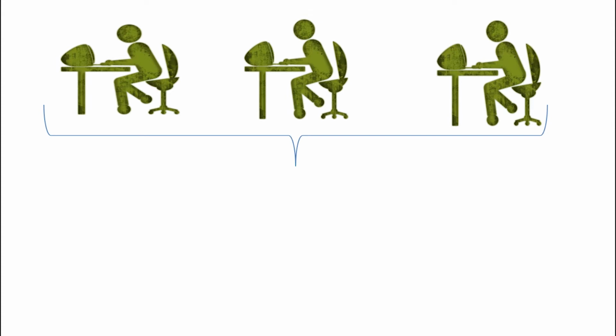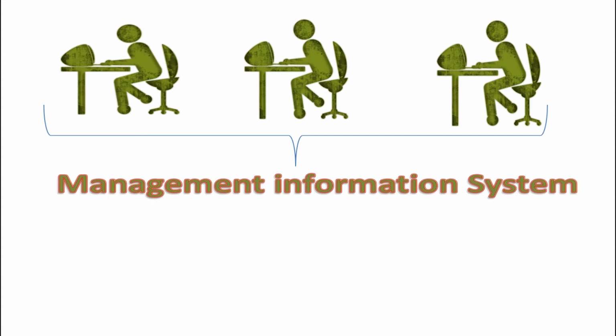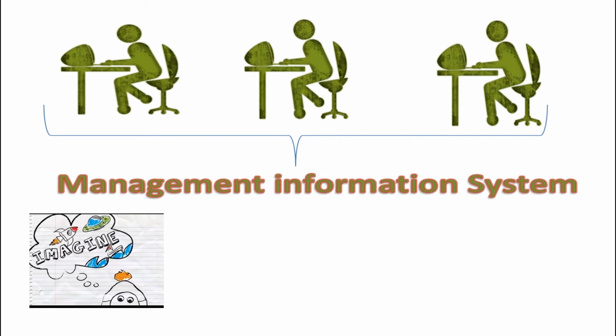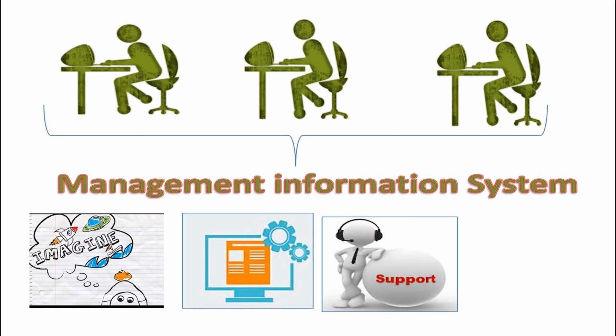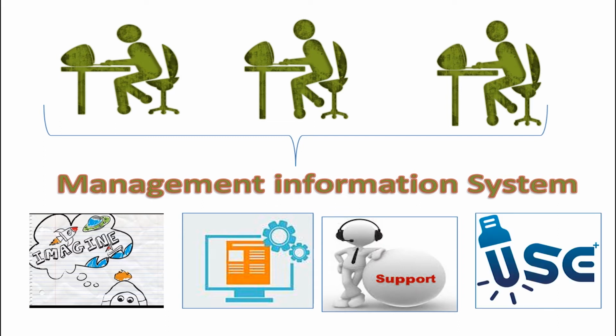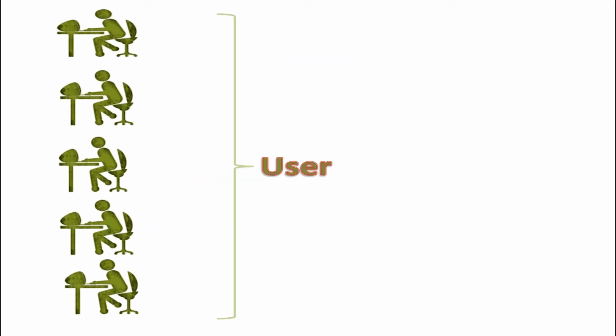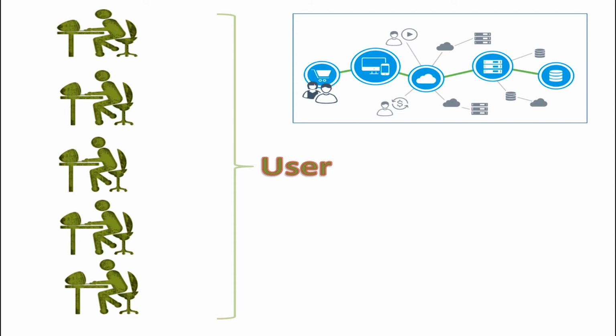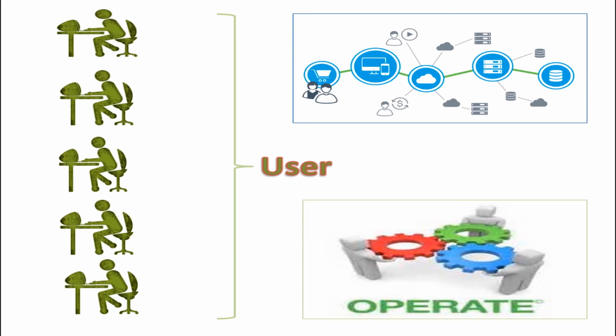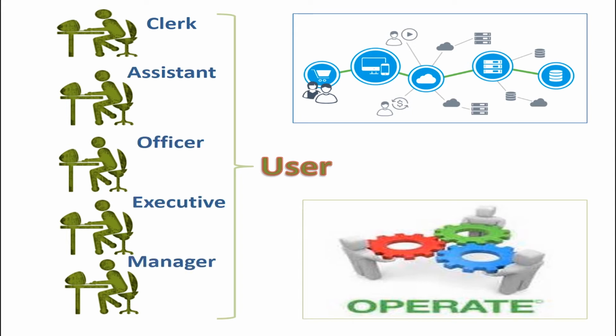People are the creators of information systems who are involved in just about every way you can think of. People imagine information systems, people develop information systems, people support information systems, and perhaps most importantly, people use information systems. These are the users who use the information system to record the day-to-day business transactions and operate at all levels in the hierarchy. A typical user can be a clerk, an assistant, an officer, an executive, or a manager.